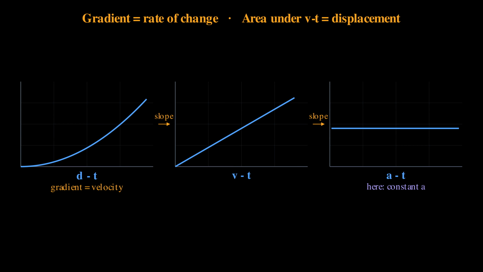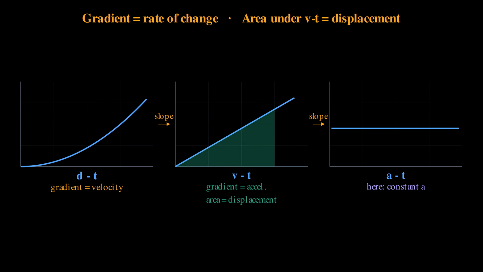But the velocity time graph hides a second treasure. The area underneath it, between the line and the time axis, is the displacement. Rate of change lives in the gradient. The total change accumulates as area. Remember those 2 rules, and half of kinematics is done.